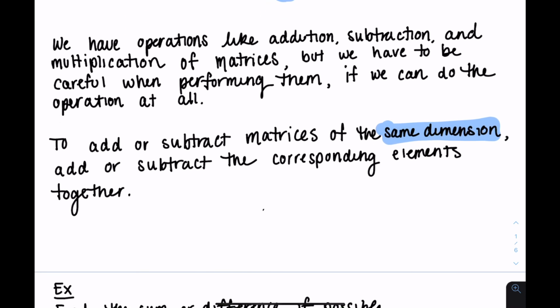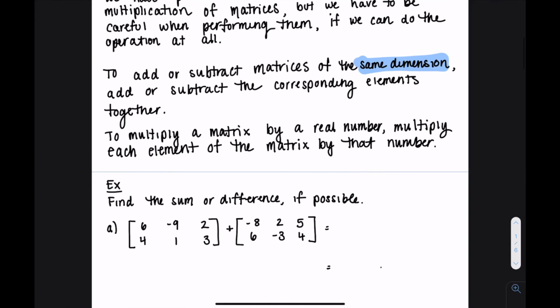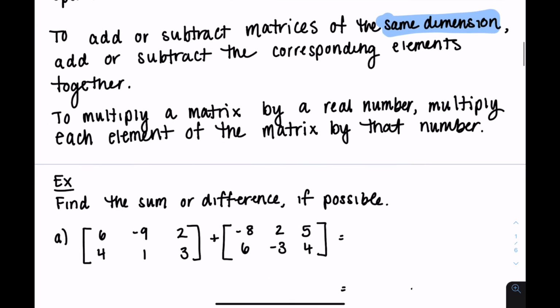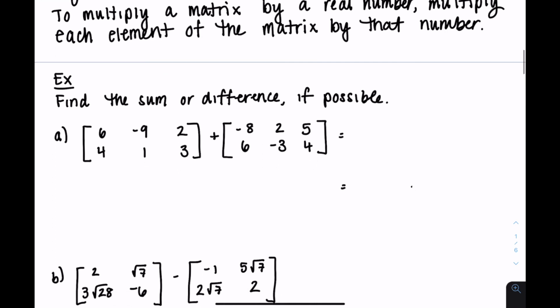If we want to multiply a matrix by a number, then I'm going to just distribute that number to every single element of the matrix. When we get to a different type of matrix multiplication, it's going to be a little bit more complicated. So when we take the product of two matrices, we have a process we have to follow. So first, let's start with the sum or difference and that simple matrix multiplication.